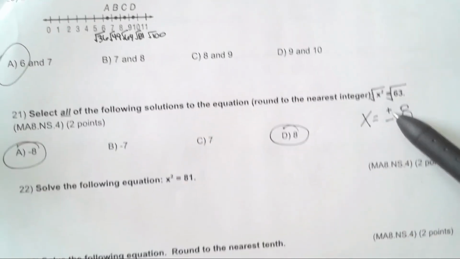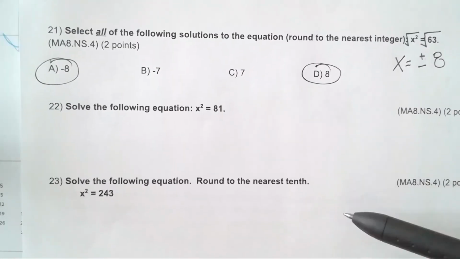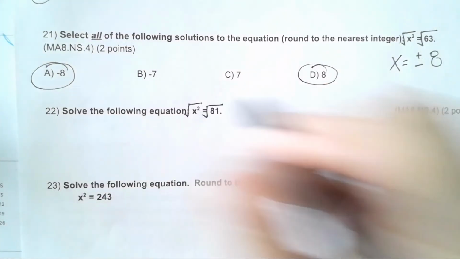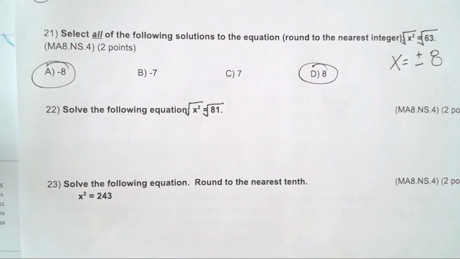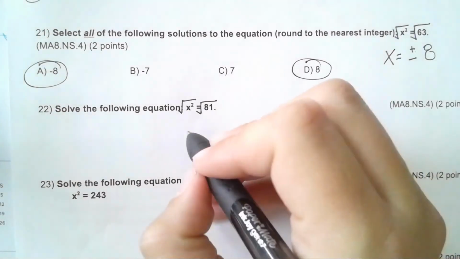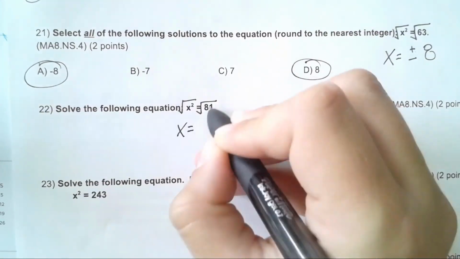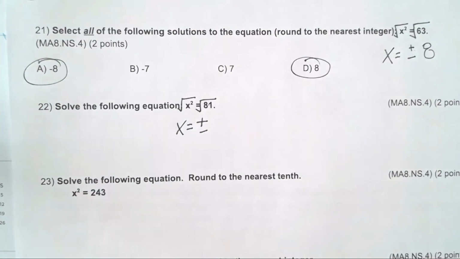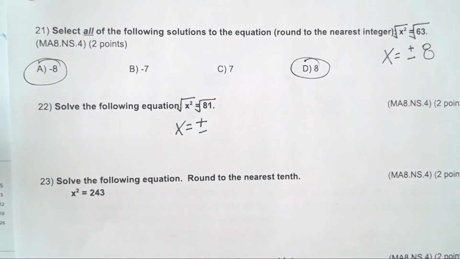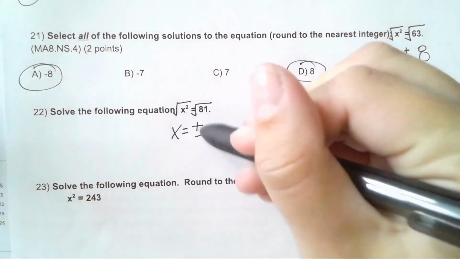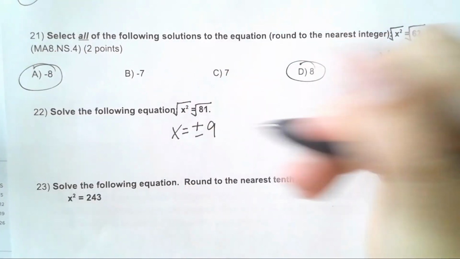So you're using the same logic when you're answering 22, 23, and 24. All that you're doing is taking the square root on both sides to get x by itself. And yes, you must show that step. So when you take the square root of 81, please don't forget the plus minus sign. If you guys forget that, it is minus 1 on your test. So the square root of 81 is plus or minus 9.